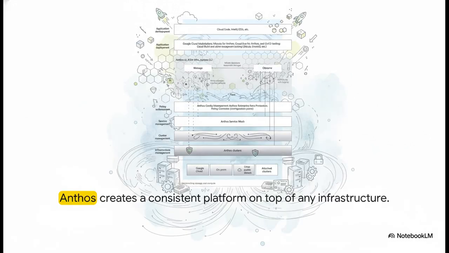And you can really see how it works in this diagram here. Look, down at the bottom, you've got all your different kinds of infrastructure. Google Cloud, other clouds, your own servers. What Anthos does is build these consistent layers on top of all of them for things like management, security, and services. It basically creates one unified platform out of all those different pieces.